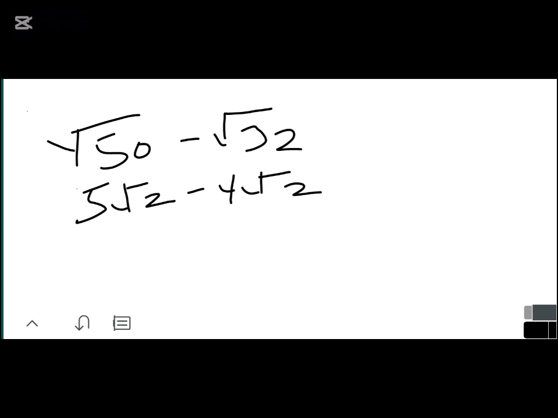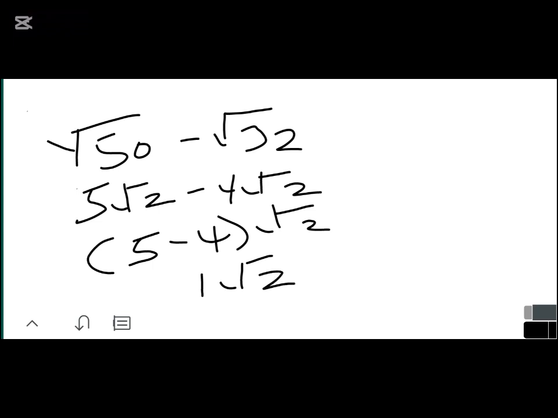So in subtraction, our brackets 5 minus 4, then square root of 2. 5 minus 4 gives us 1, but we don't write 1 square root of 2. We just write square root of 2 as our final answer.